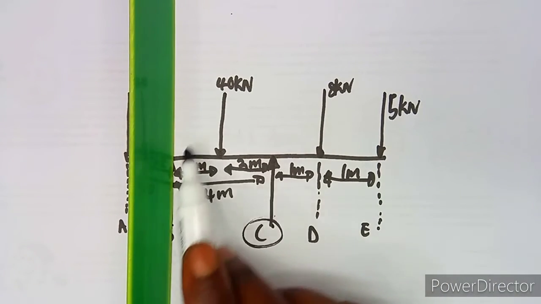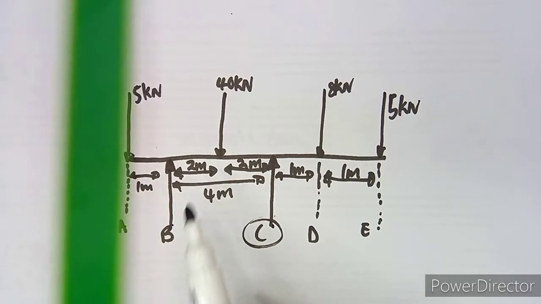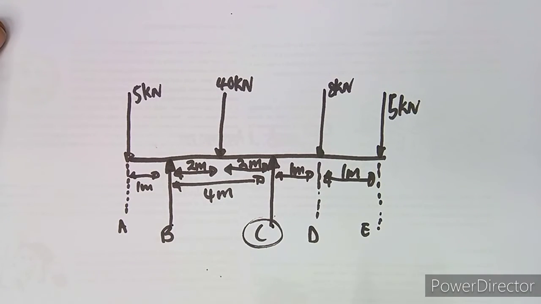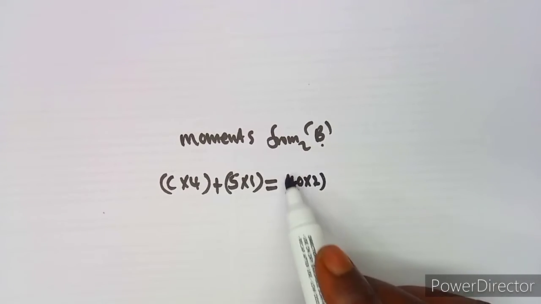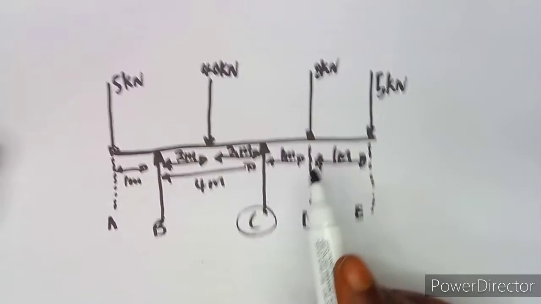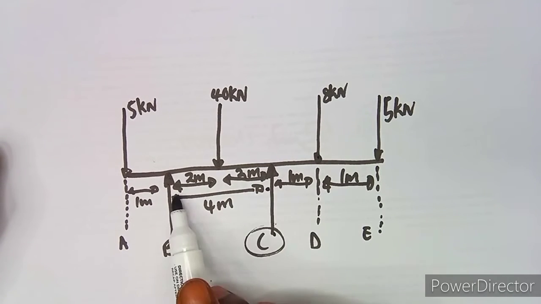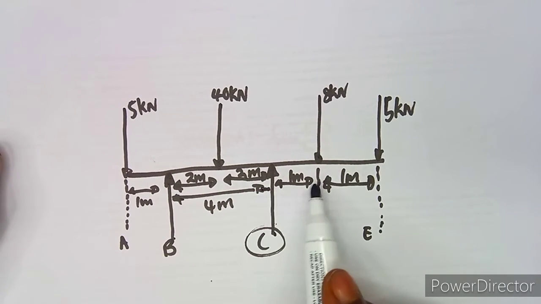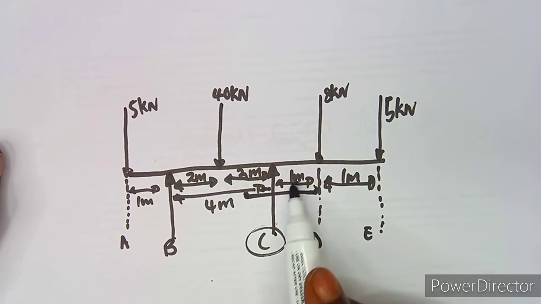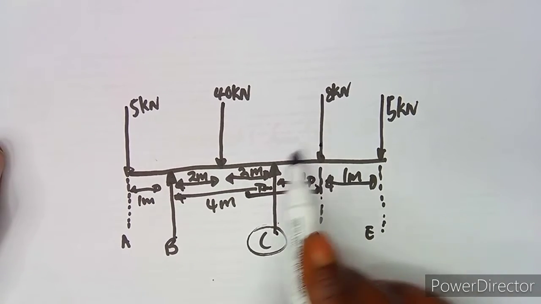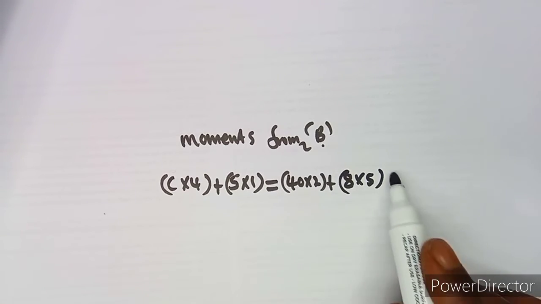So it's 40 back to B. There's a distance of 2 meters, so 40 times 2. That's how you are simply going to take these ones. So it's 40 times 2 plus 8 back to B. As you can see here, there are 4 meters here plus 1 meter, which is 5 meters from this point. So it's 8 by 5, like this.